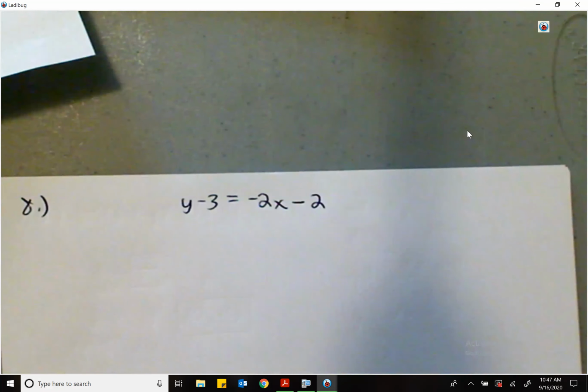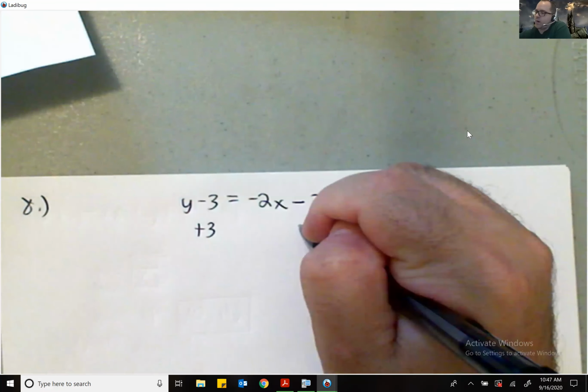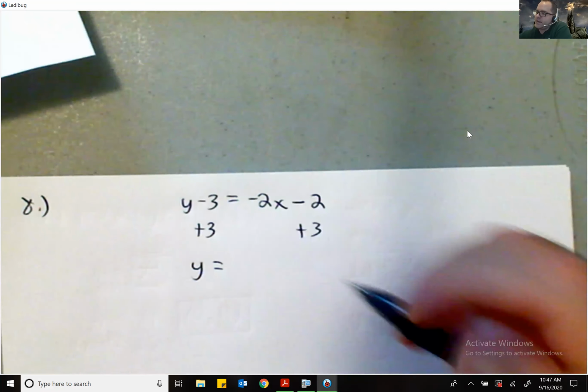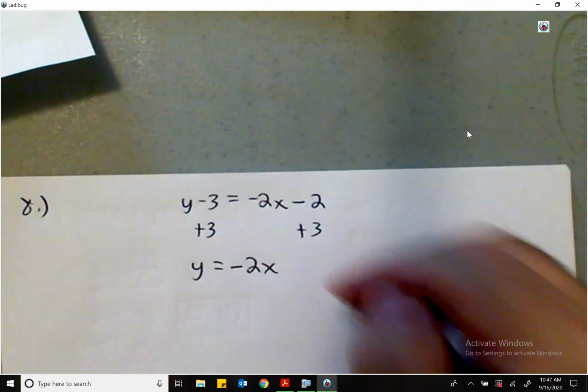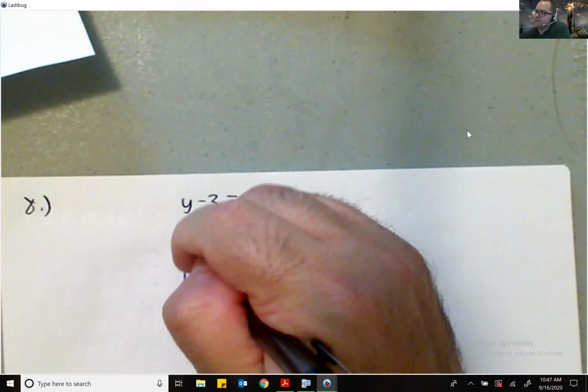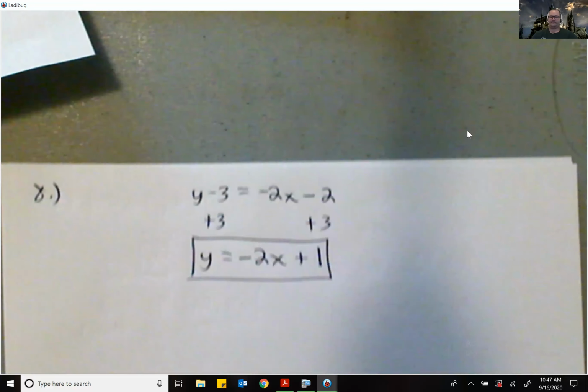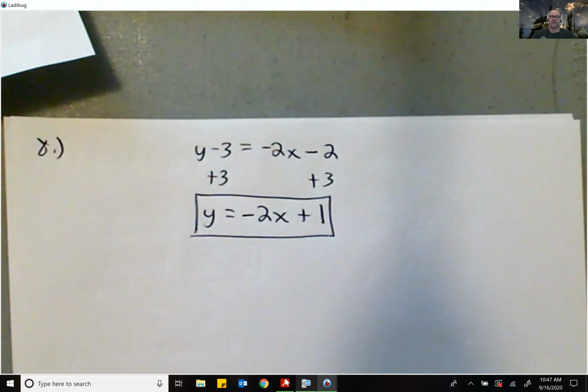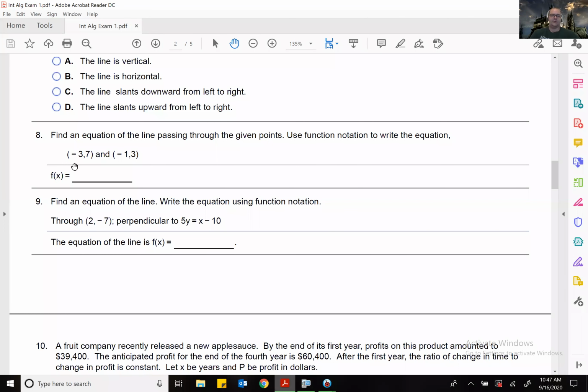What's the last step we're going to do? I have 3 on both sides. So y equals negative 2x plus 1, and that is the equation you put in. So you come right over here into your My Math Lab. You don't have to put the y equals. That's what this represents. All you have to do is put in negative 2x plus 1. Okay? Everyone okay on that?